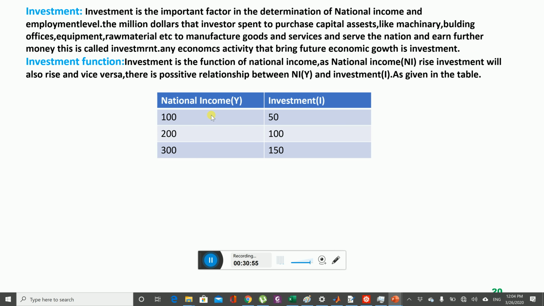This is given in the table. National income Y is $100 billion. At that time, investment is $50 billion. When the national income doubles to $200 billion, investment also doubles to $100 billion. When national income further increases to $300 billion, again investment magnitude is positively increasing. There is a positive relationship between investment and national output. Investment is the function of aggregate output. Investment is the function of national income. If national income is increasing, automatically investment magnitude in the economy will increase. And if it is decreasing, automatically investment magnitude will decrease.